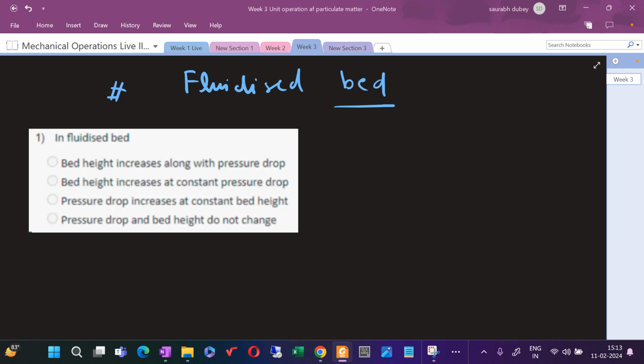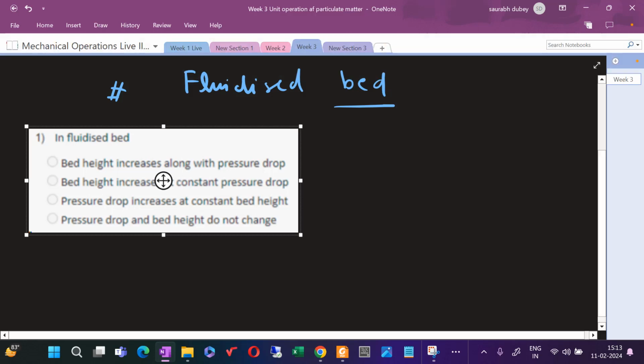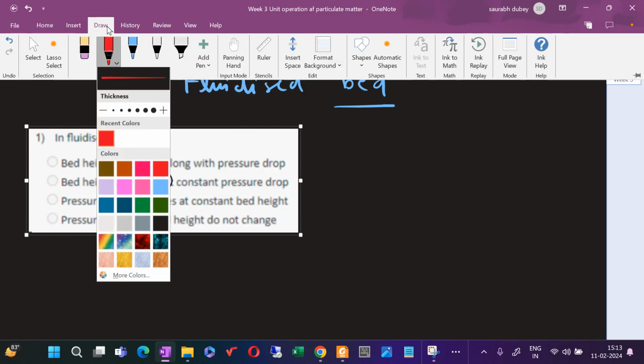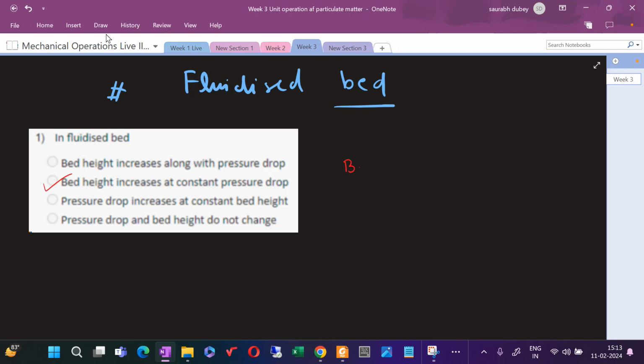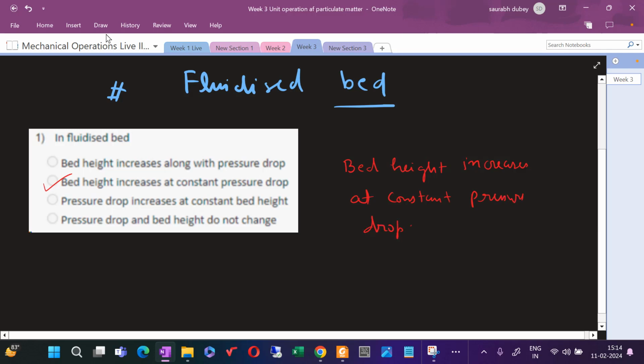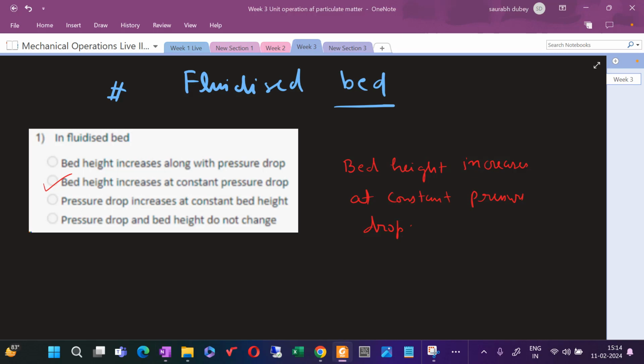Bed height increases at constant pressure drop. This could also be clear from the graph that you already had during the explanation of fluidization.